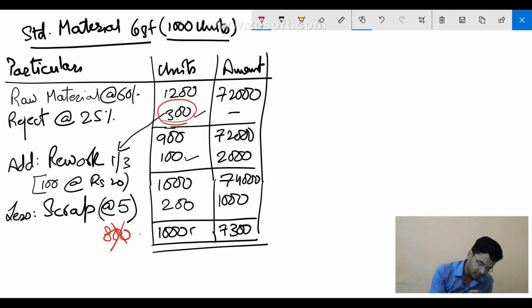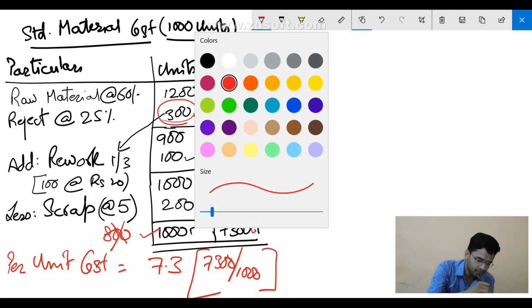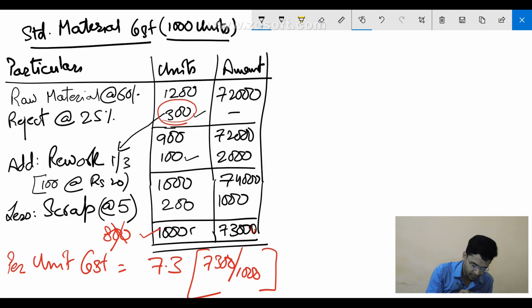So the number of units will be 1000 units only, and 73 should be the cost of these units. Now if I compute the per unit cost, then the per unit cost will be rupees 73. How is rupees 73 computed, guys? 7300 divided by 1000. So 73,000 divided by 1000. So this is the per unit cost which we have computed for our product.